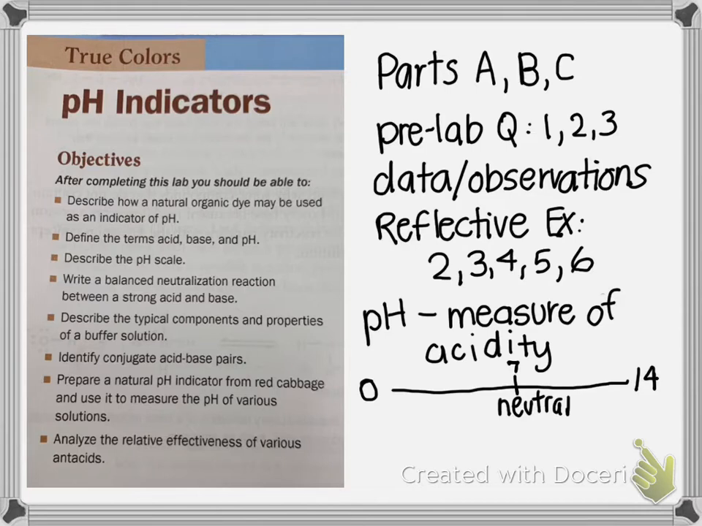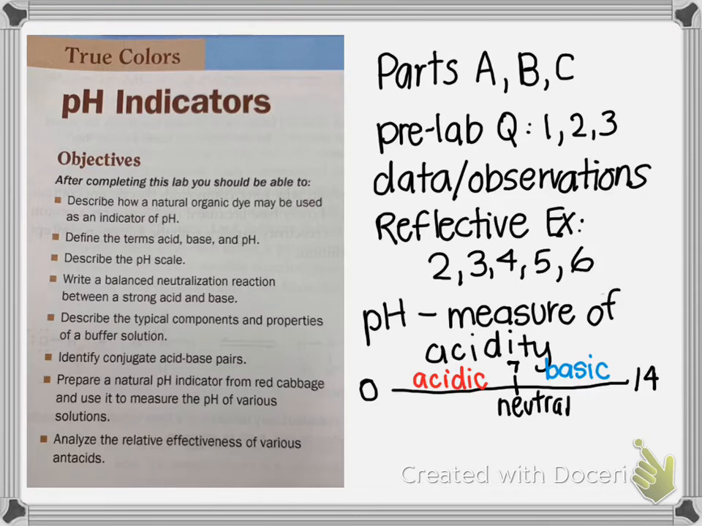And the numbers between 0 and 7, those would be an acidic solution. So for example, a pH of 5 is an acidic solution. And then between the numbers of 7 and 14, that would be considered a basic solution. So a pH of 12 would be considered a basic solution. So in today's lab, we're going to be measuring the acidity of several household products. And then we're also going to see how an antacid affects the acidity of a solution.